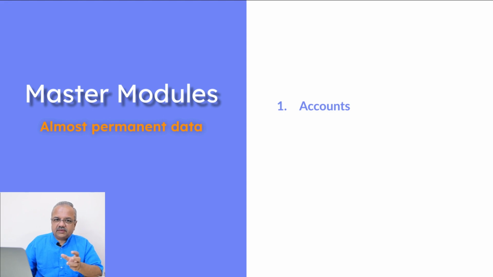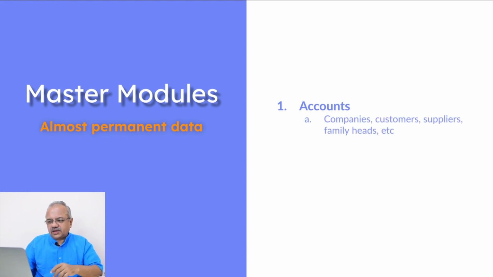First is accounts. Accounts means companies or customers. Many people even keep their suppliers in accounts. Many people keep even the competitors in accounts, right? So you can put all this data into the CRM. These are all companies or groups or family heads. Some organizations, like financial wealth managers, put the name of the head of the family into the accounts and the members in the contacts.